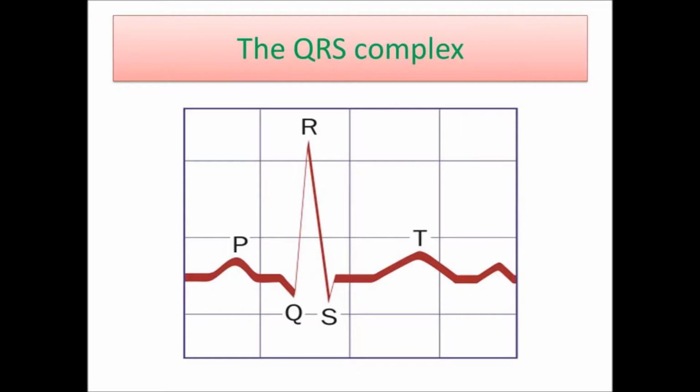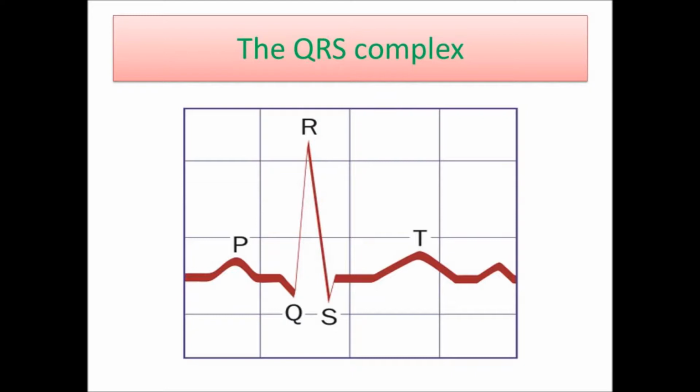Now, the first negative deflection before the R wave is known as the Q wave. This Q wave represents the depolarization of the interventricular septum. This is not always seen on an EKG paper, but sometimes it does show, and it is the Q wave.